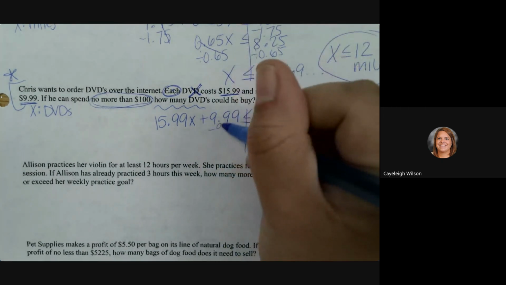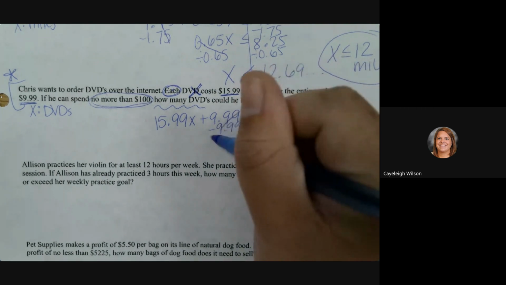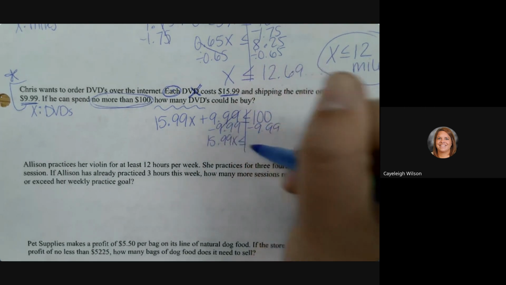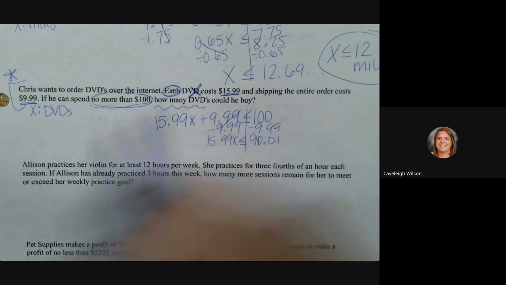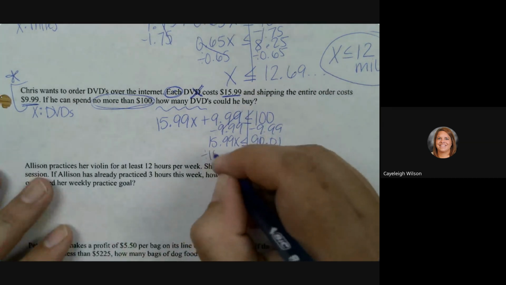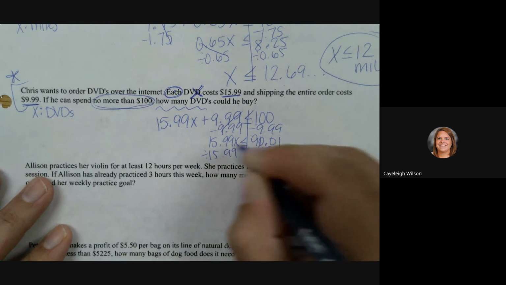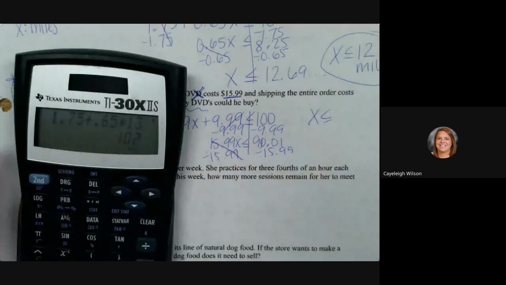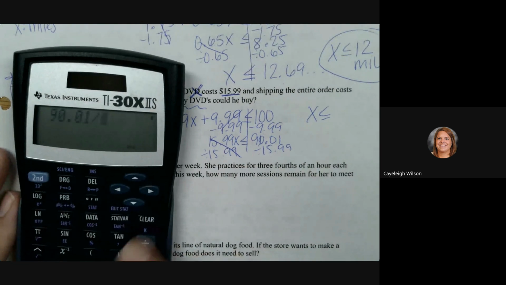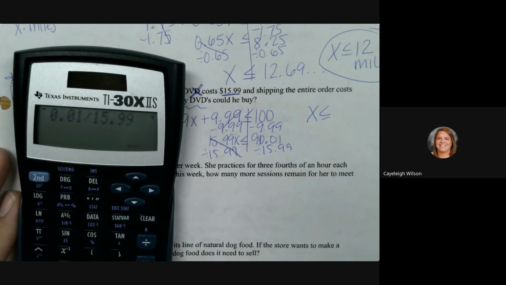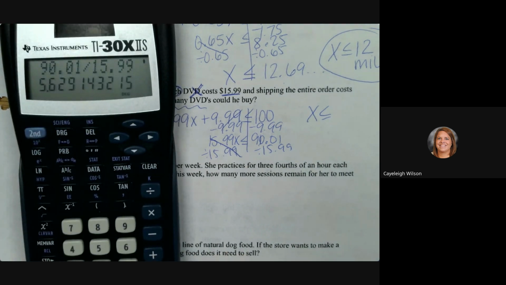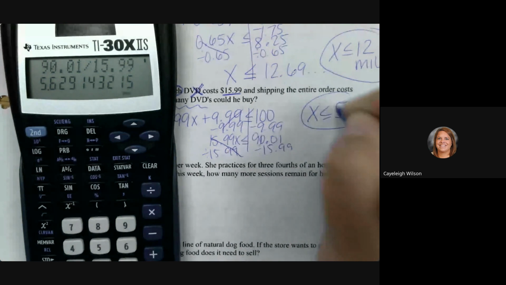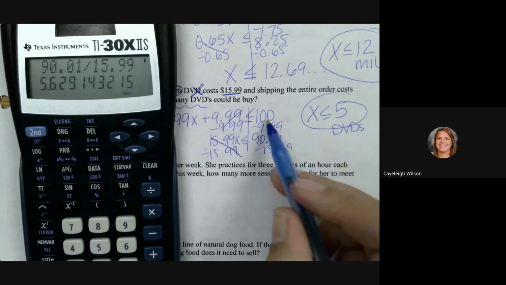All right, so I'm going to subtract my $9.99. So it'd be $15.99x is less than or equal to, what is that, $91.01? Is that right? $90.01. And then I'll divide by the $15.99. So $90.01 divided by my $15.99, and I get 5.629, blah, blah, blah. How many DVDs can he buy? 5. 5 or less. I have to round that down because if I rounded that up, he would be over his $100.